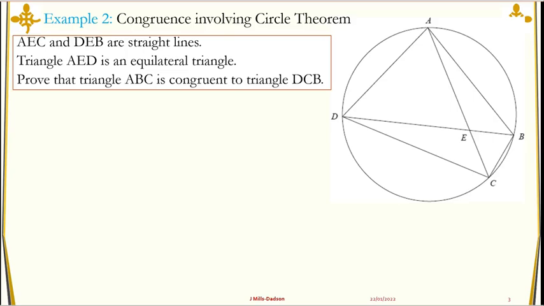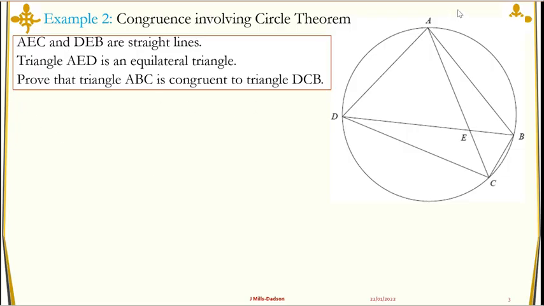Example 2. We have a congruence of shapes question involving circle theorem. So here you need to remember your circle theorem rules to help you prove that the two triangles are congruent. AEC and DEB are straight lines. So as you can see, AEC, DEB.